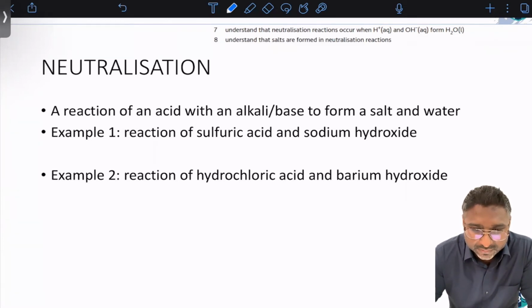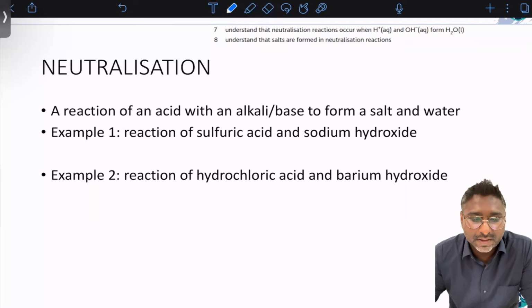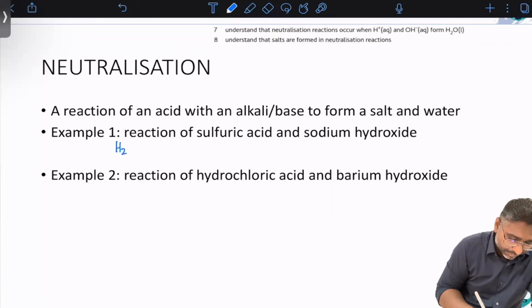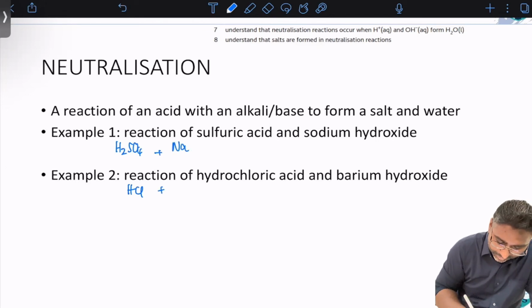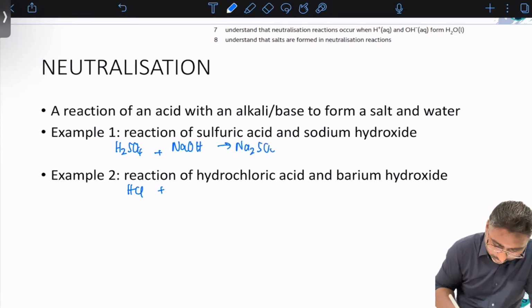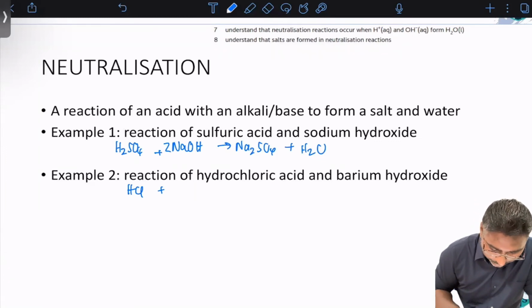So in this case, neutralization can happen. If you have sulfuric acid, H2SO4, I want to react with sodium hydroxide. Quite simple. They will give you sodium sulfate, salt, and water. So you just need to put 2 there, and then you need to put 2 here.